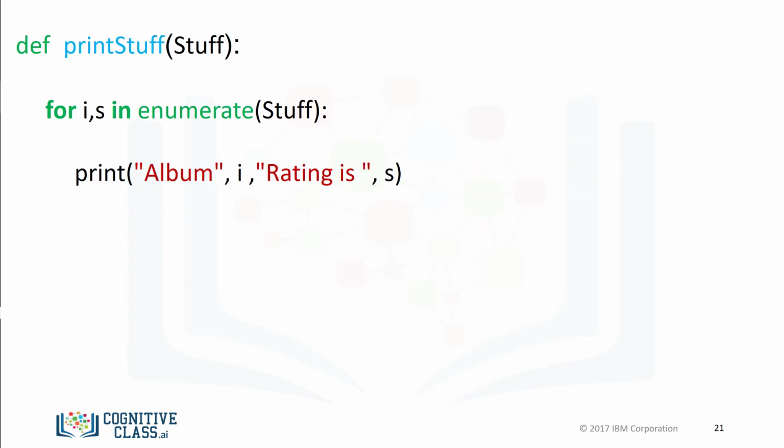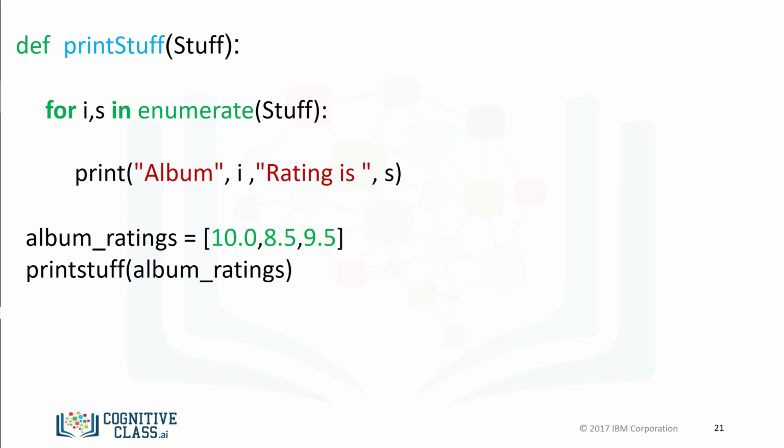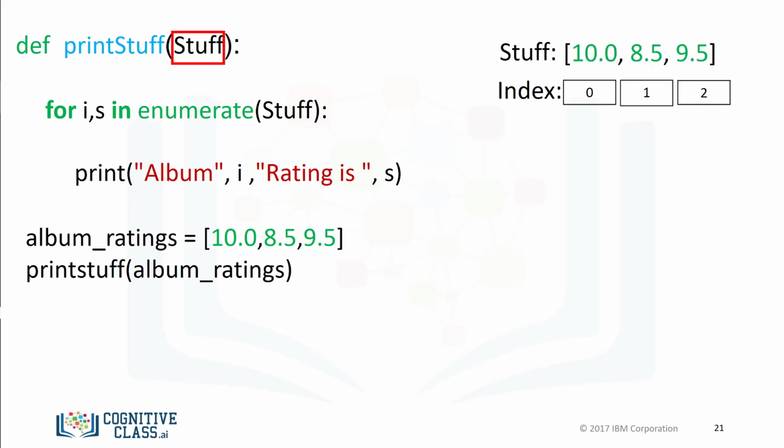We can use loops in functions. This function prints out the values and indexes of a list or tuple. We call the function with the list album_ratings as an input. Let's display the list on the right with its corresponding index. Stuff is used as an input to the function enumerate.